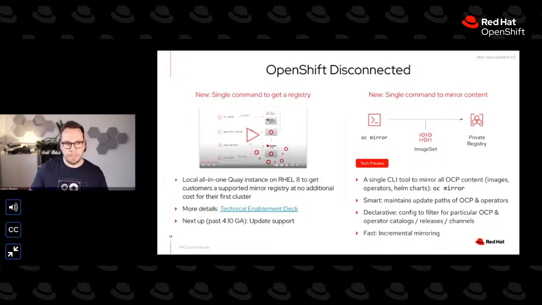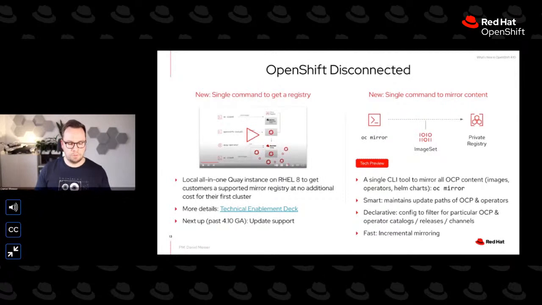That gives you your first mirror to carry out the installation of your first disconnected clusters. And the tool is very smart about this. It's not just a simple downloader. It takes advantage of things like layer sharing and deduplication, and allows you to trim the releases of OpenShift, operators, and catalogs to just what you need in your disconnected environments, in order to reduce the amount of data that needs to be downloaded.